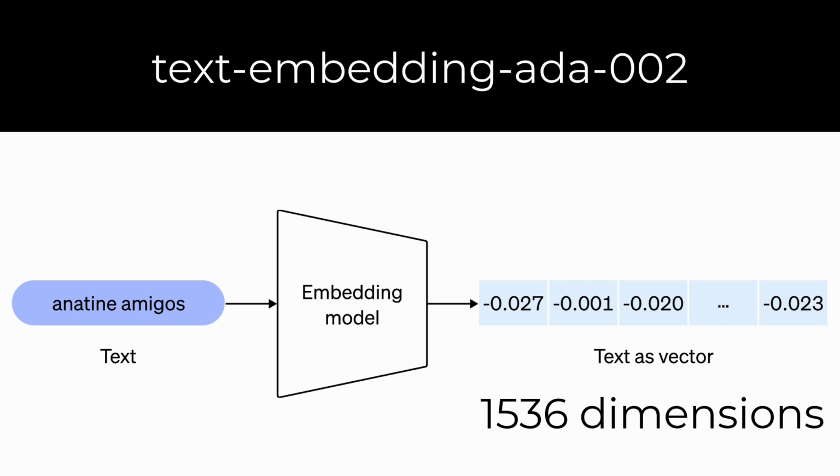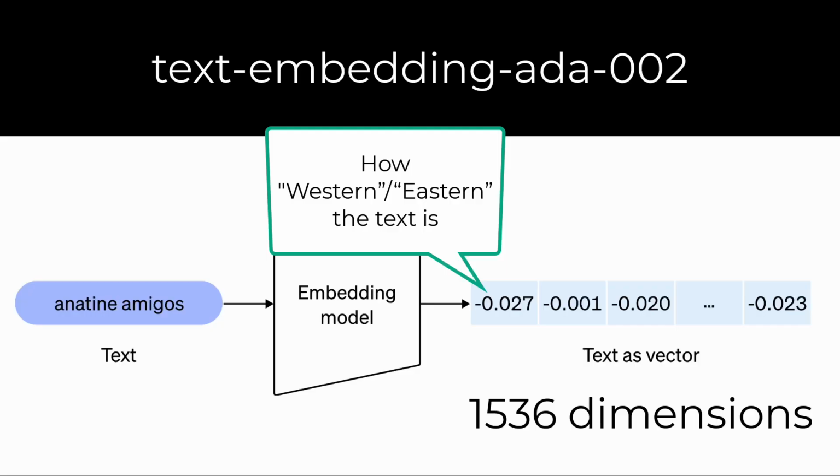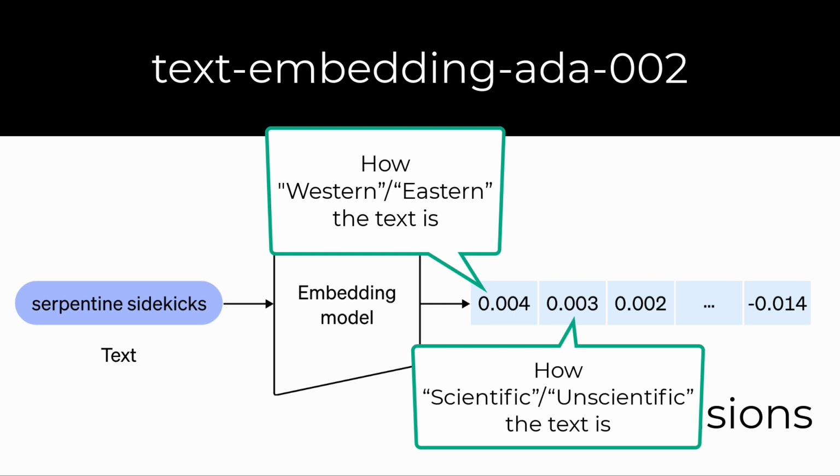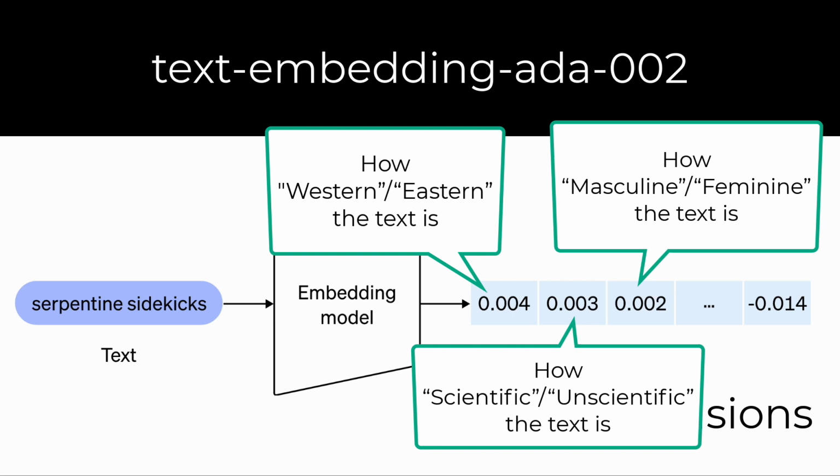That's the embedding model that will receive text and spit out a 1536 dimensional vector. I looked into what the dimensions of these output vectors mean, but didn't find anything. If anyone knows, please let me know. I'm guessing the first dimension means how Western or Eastern the source text is. I'm guessing the second dimension means how scientific or unscientific the source text is. I'm guessing the third dimension means how masculine or feminine the source text is. I don't know, I'm speculating.